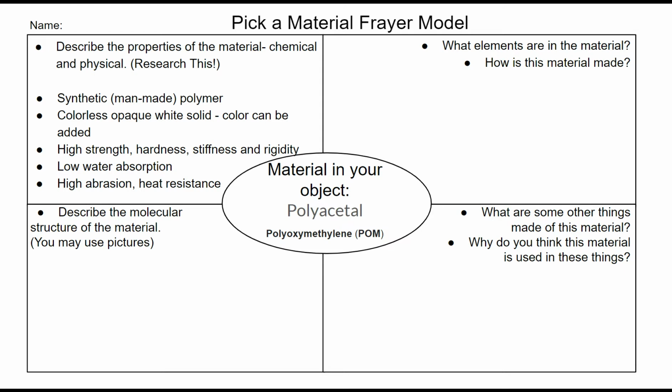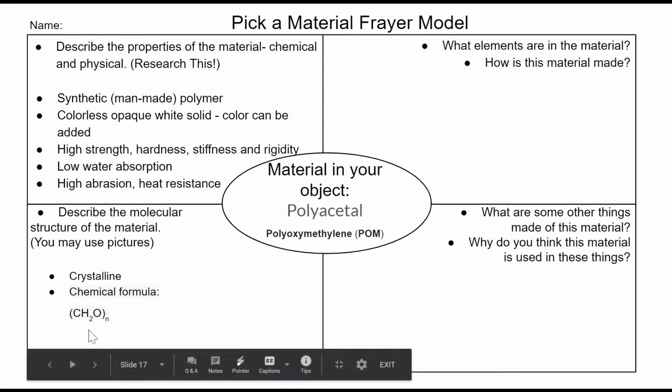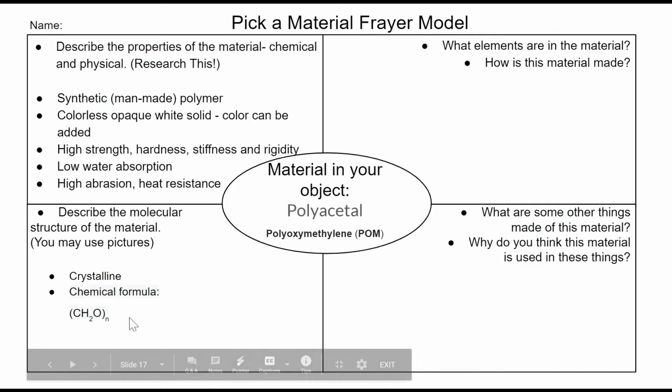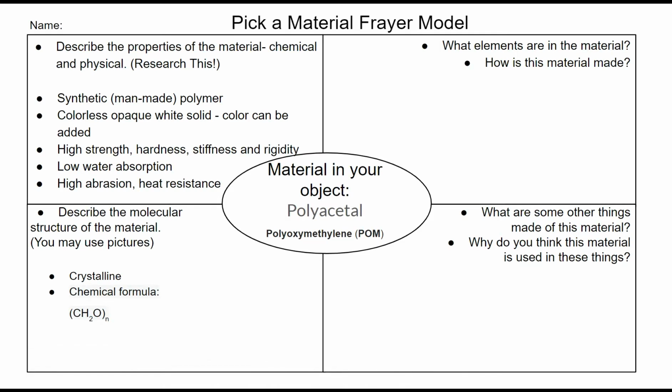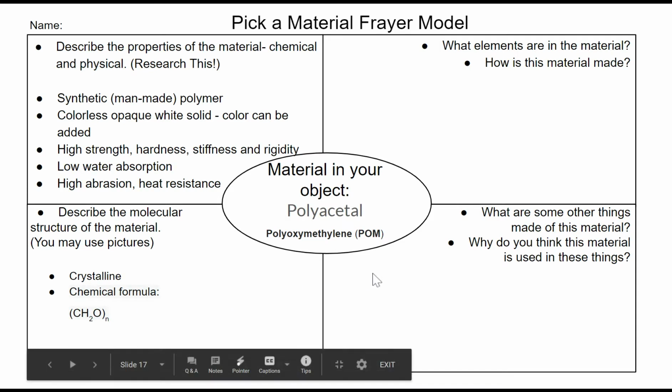So my guess is that polyacetal, because it has the word poly, is probably a polymer. So I know that it's going to be some sort of long chain. And when I went and looked, there were just some pictures. It described it as being crystalline, and it gave its chemical formula. I included that. You don't necessarily have to, but later on, the next box says what are the elements in the material. So that was kind of useful, and that's why I kept it there.